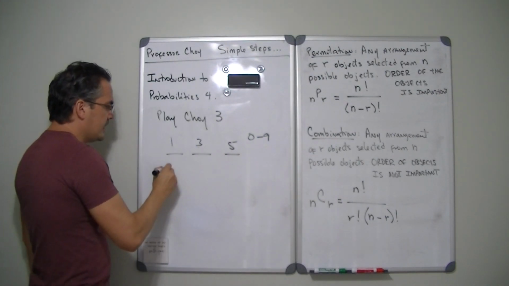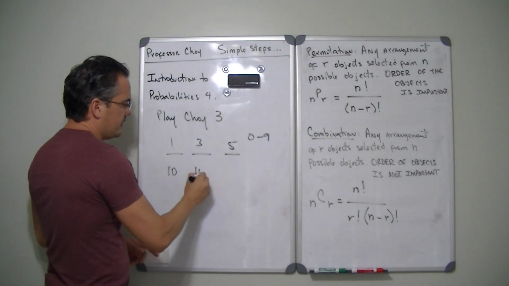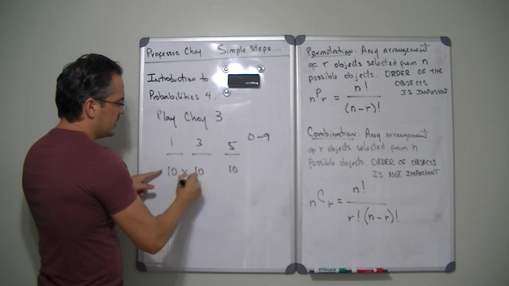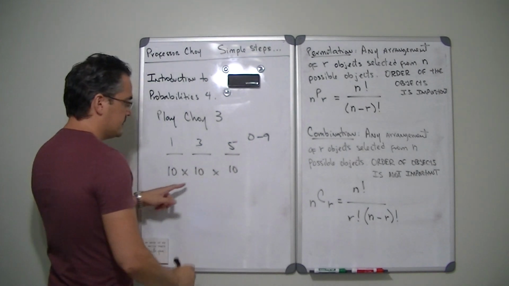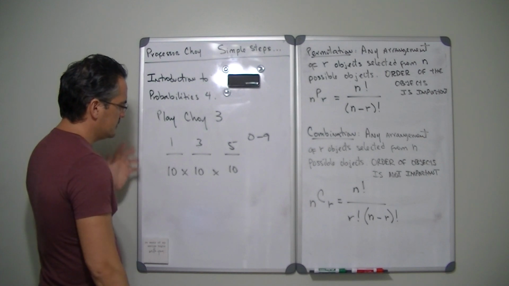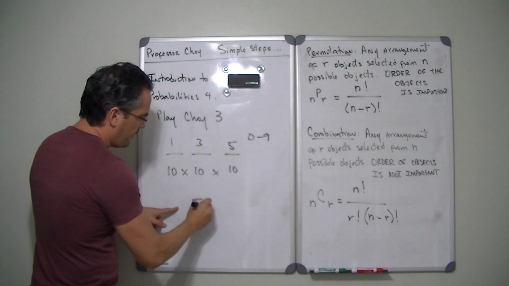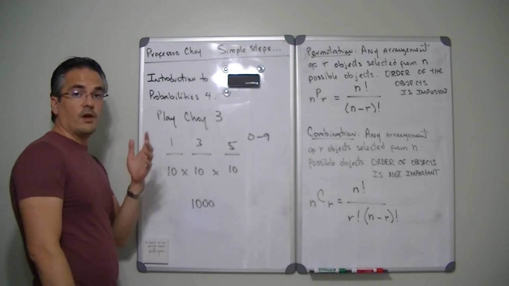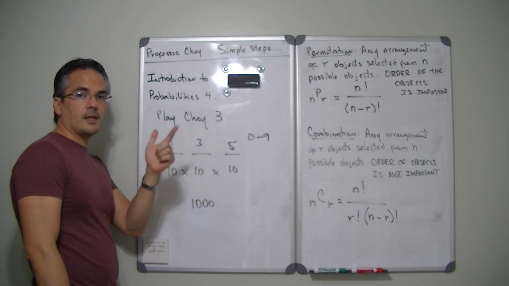Well, we have 10 numbers that we can write here, 10 numbers that we can write here, and 10 numbers that we can write here. So 10 times 10 times 10 is the amount of times that this can be done. So we got 1,000 different ways in which you can do this, all the way from 000 to 999.